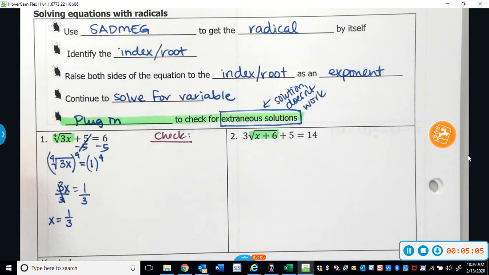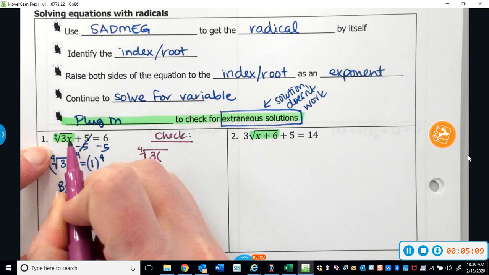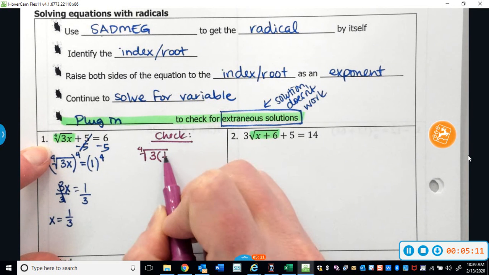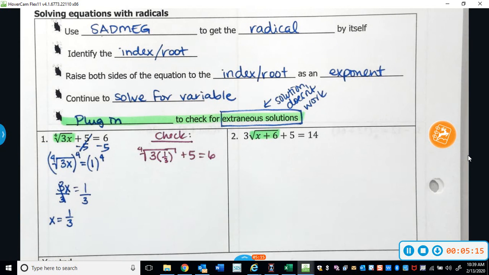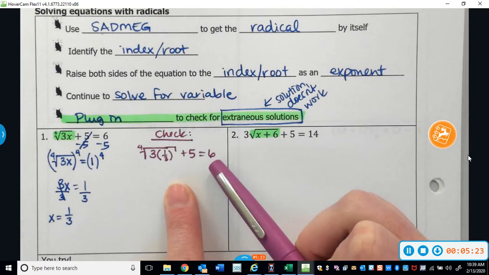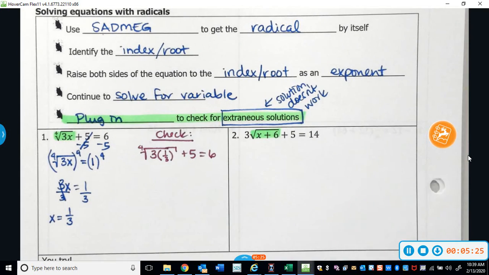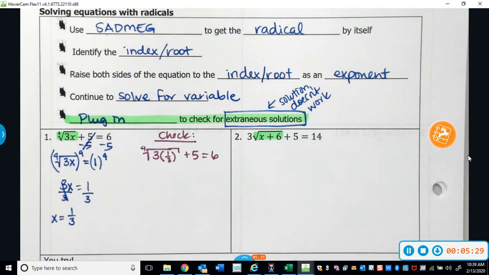So I would go back and I would write my original equation, but I'm going to replace x with the x value that I got of 1/3. All right. So one thing I noticed last year when I was teaching this is that people, when they were doing their check, started treating it like an equation and subtracted 5 from both sides, that kind of thing. I only have numbers here. So if I have just numbers, I'm just using order of operations.